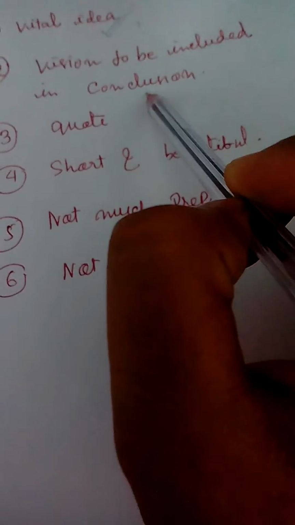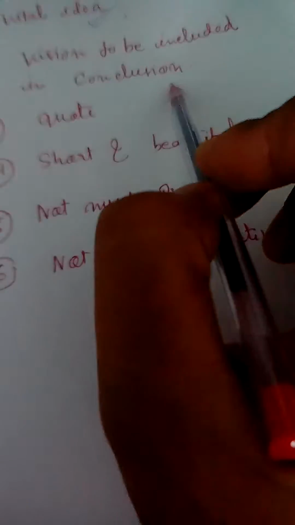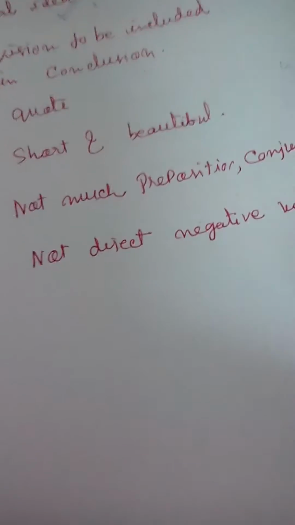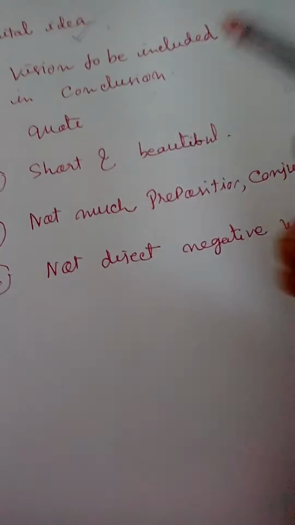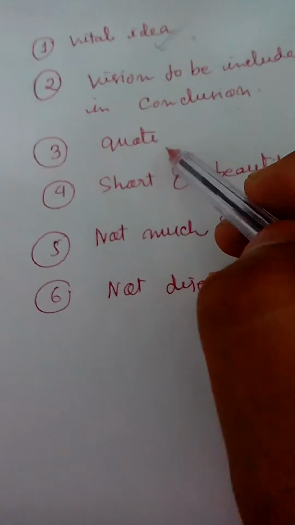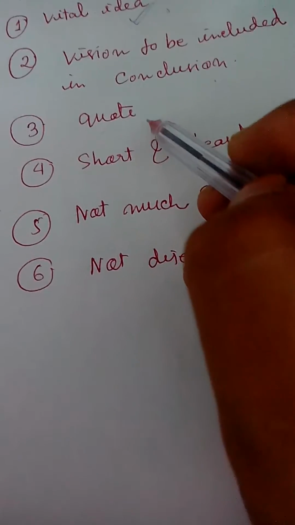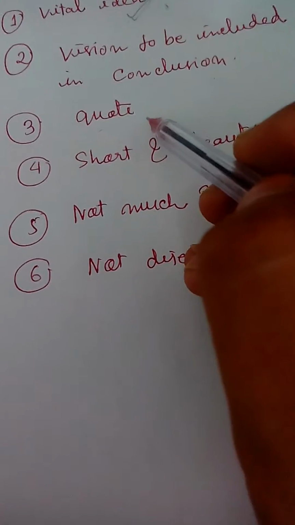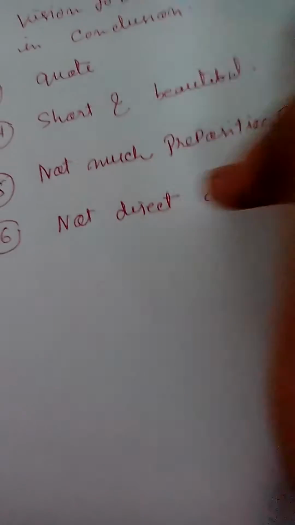Vision to be included in the conclusion. You can write something in the introduction with a sense that can be included in the conclusion with the solution. Then quote. Quote means if you remember any quote, or if you think there is any quote suitable in your answer, then you can put it in.